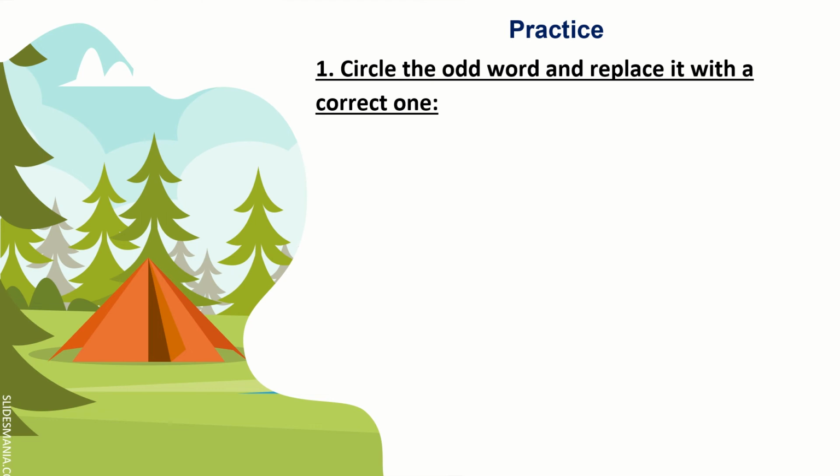Let's practice. Circle the odd word and replace it with a correct one. We have four words and we want to replace the odd one, the word that does not belong to this group, and we want to replace it with a familiar word. We have blue, red, Joyce, green. Green, red, and blue are all colors. But Joyce is not a color. So can you find a color to add to this group? We have yellow, maybe we have white. Excellent. Let's go with yellow.